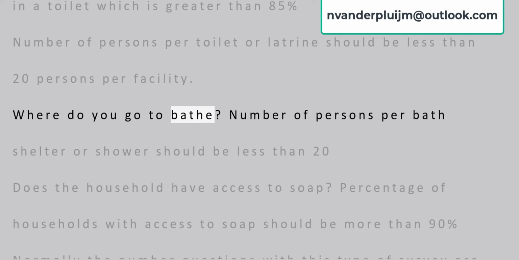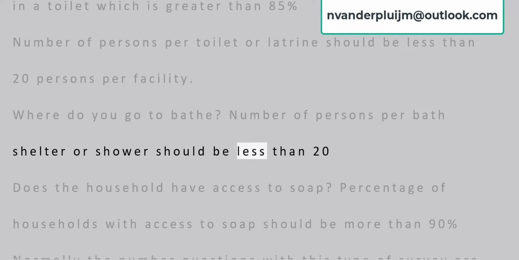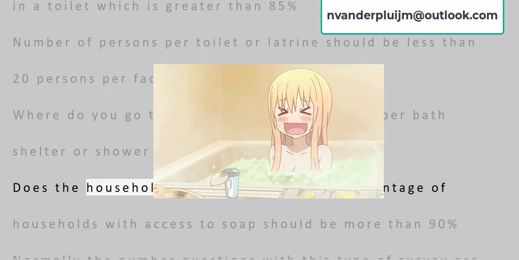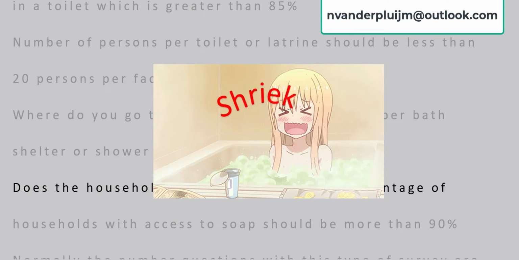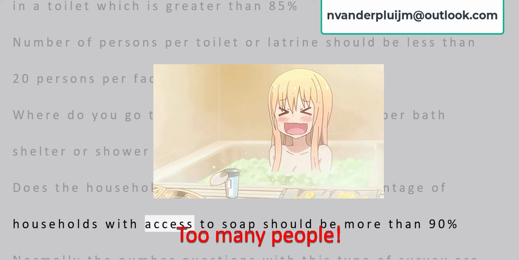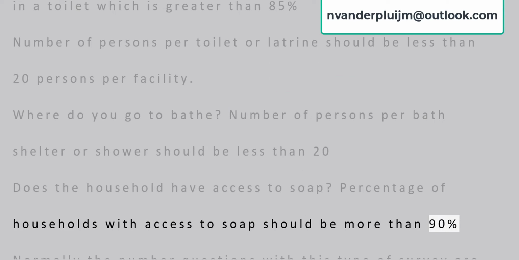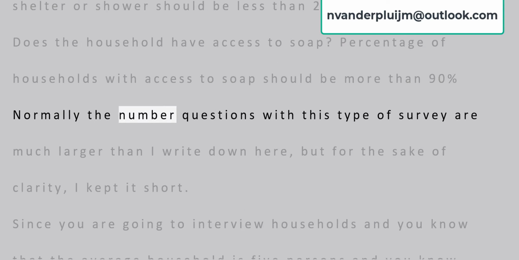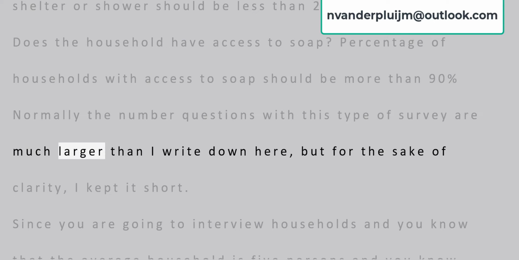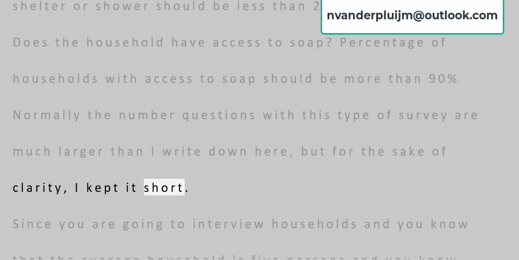Where do you go to bathe? Number of persons per bath, shelter or shower should be less than 20. Does the household have access to soap? Percentage of households with access to soap should be more than 90%. Normally the number of questions with this type of survey is much larger than I write down here, but for the sake of clarity, I kept it short.